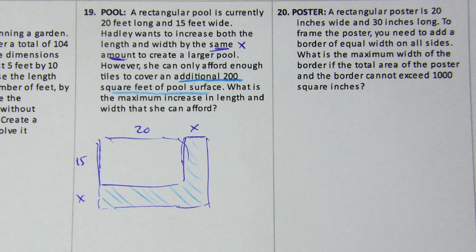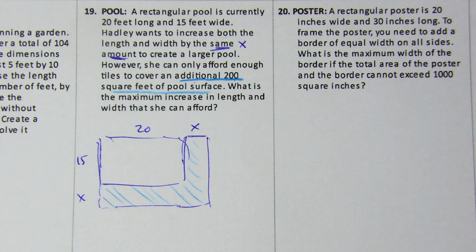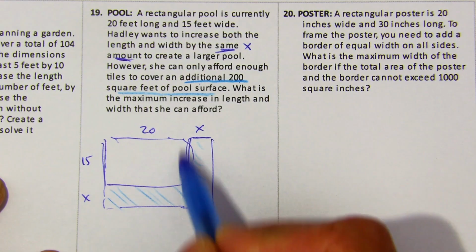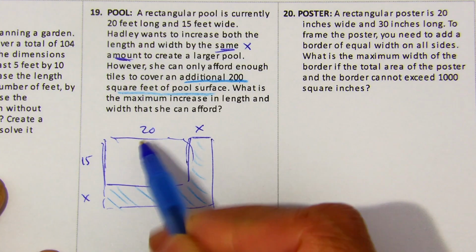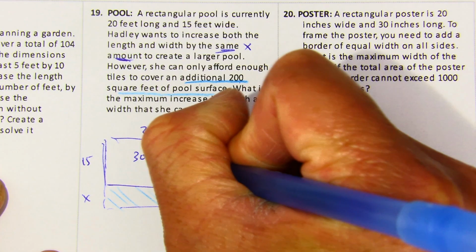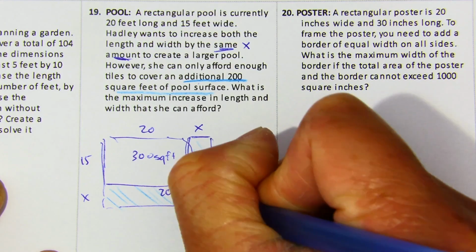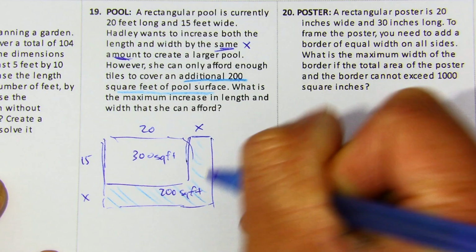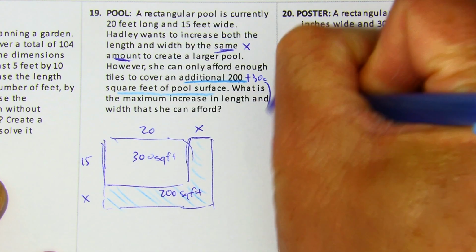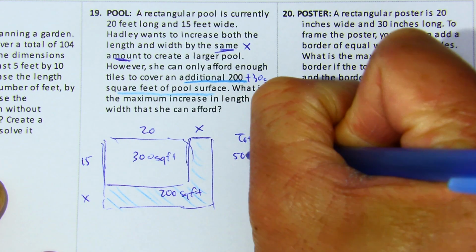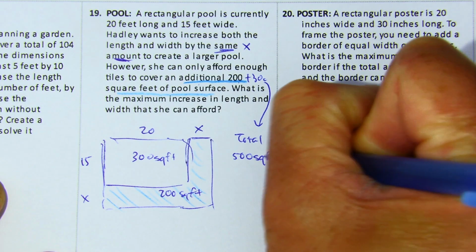Okay, one thing that we need to note is the original pool, 15 times 20 is 300. So this is 300 square feet, and she can afford 200 more square feet. 200 plus 300 gives me a total of 500. Now the units aren't important.